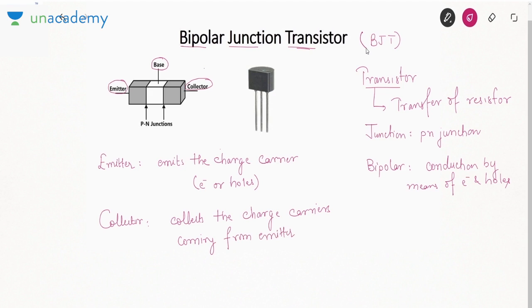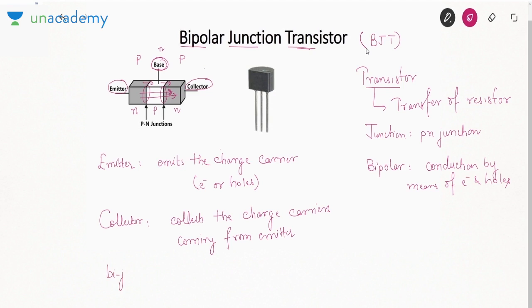Then what about the base? Base is the intermediate region through which the charge carriers flow while going from emitter to collector, and that is the working of this base region. The region responsible for sending the charge carriers is the emitter, and the region responsible for receiving them is called the collector. Now here there are two possibilities: either emitter is P, base is N, collector is P, or emitter is N, base is P, collector is N. In both cases, this is a PN junction, and this is also a PN junction. So there are two PN junctions, one between emitter and base and the other between collector and base.